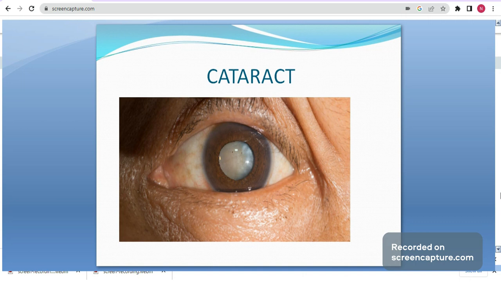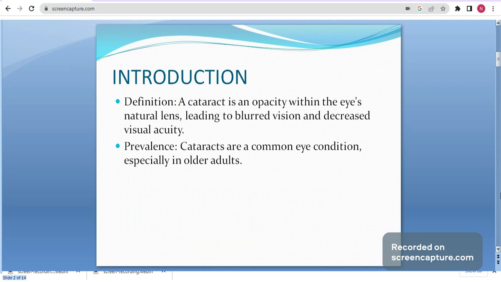Today we will be discussing a very common disease or disorder of the eye which we very often find in eye OPDs, that is cataract. So what is cataract? Cataract is an opacity within the eye's natural lens, leading to blurred vision and decreased visual acuity. The prevalence is high, especially in older adults.